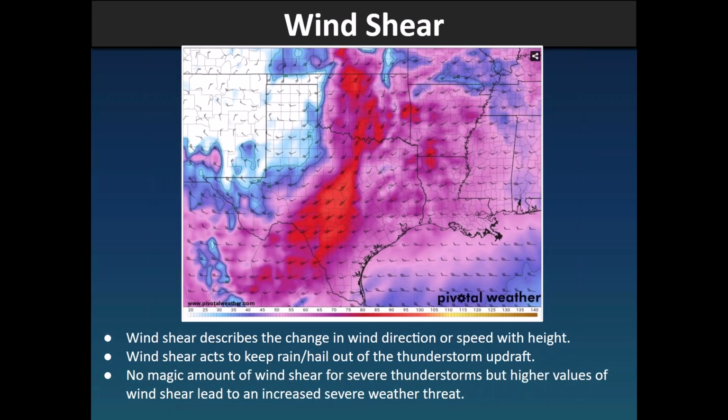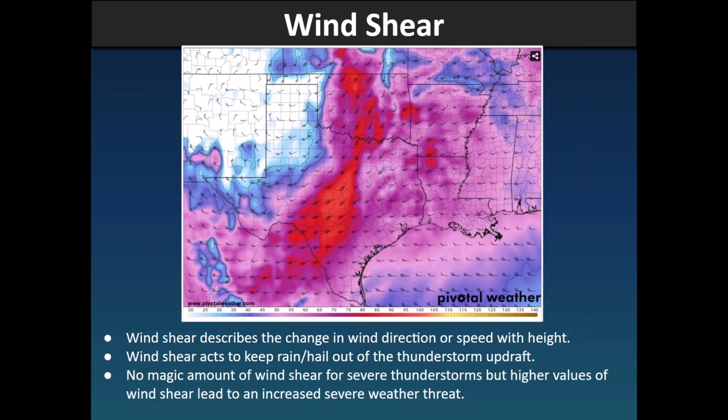Coinciding with that is wind shear. Wind shear describes the change in wind direction or speed with height. So how do the winds change as you go up through the atmosphere? And wind shear at its base level acts to keep rain and hail out of the thunderstorm updraft, allowing it to keep feeding on warm, moist air.